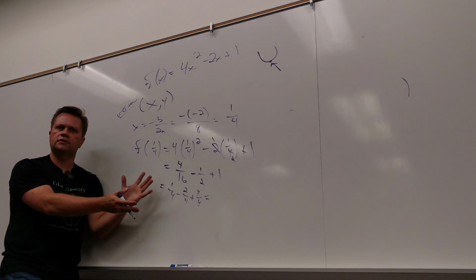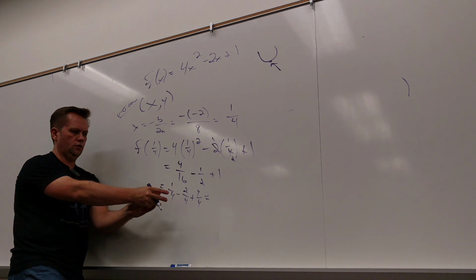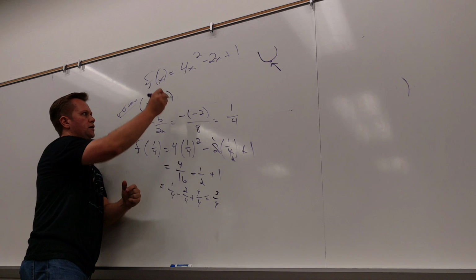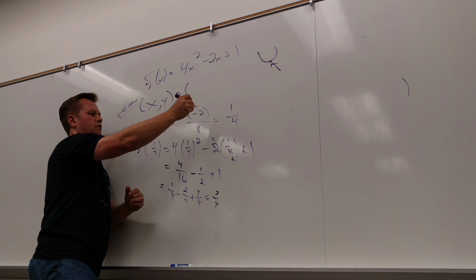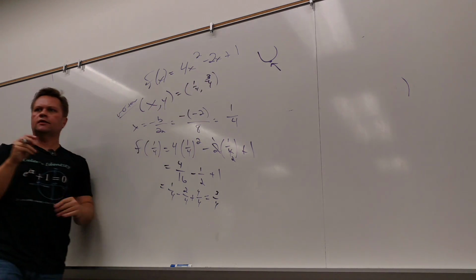Is everybody cool with this? I mean, this is not a big deal here, right? Plugging a 1/4 into this, doing what it said to do. And then I get, what, 4 minus 2 is 2, plus 1 is 3/4. So where's the vertex? 1/4, 3/4.